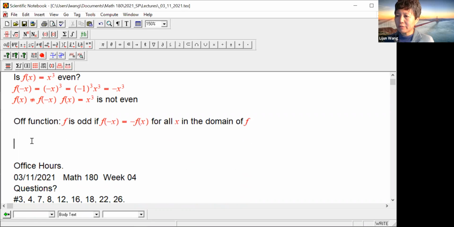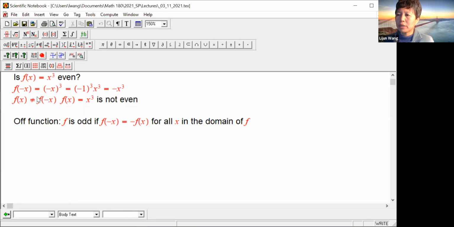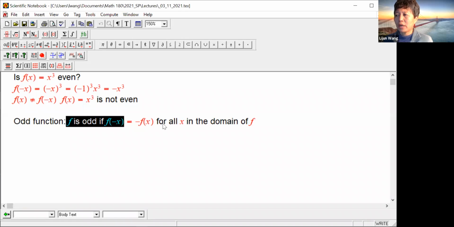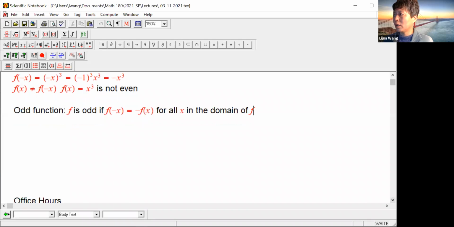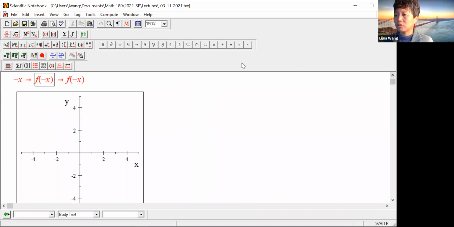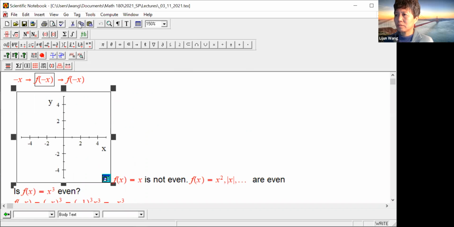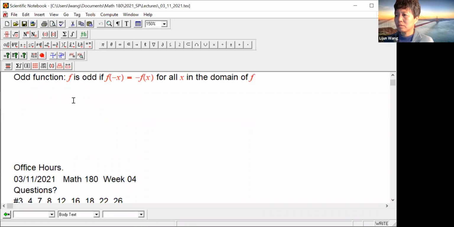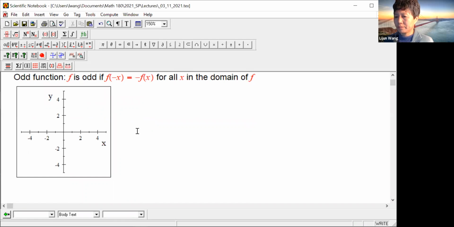So let's look at the definition of odd. Did I write "even"? Why did I do that? Sorry about that. Odd function. Now I want you to look at the odd function. With the experience we just had with even functions, can you picture what's going on with an odd function? What are the features of an odd function?